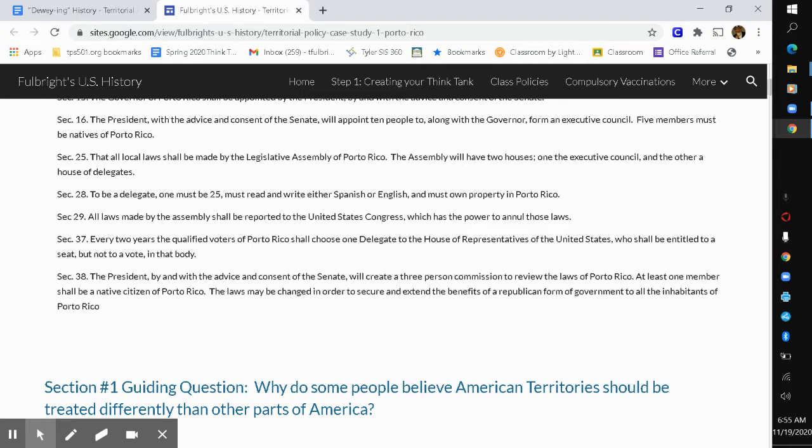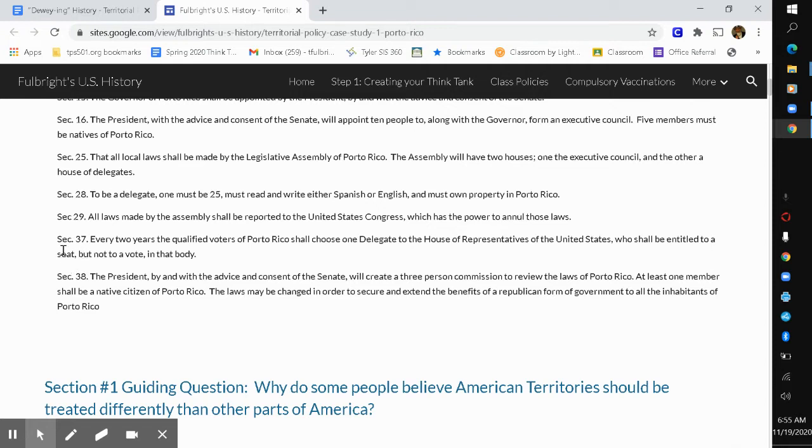All laws made by the Assembly shall be reported to the United States Congress, which has the power to annul those laws. This was something mentioned in that video. So Puerto Rico can make their own laws, but then they have to tell the Senate and the Congress about the law. And Congress can say, no thanks. They can annul it. They can undo those laws.